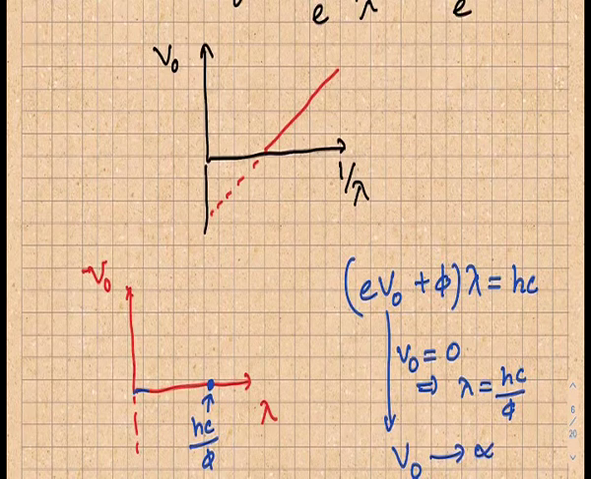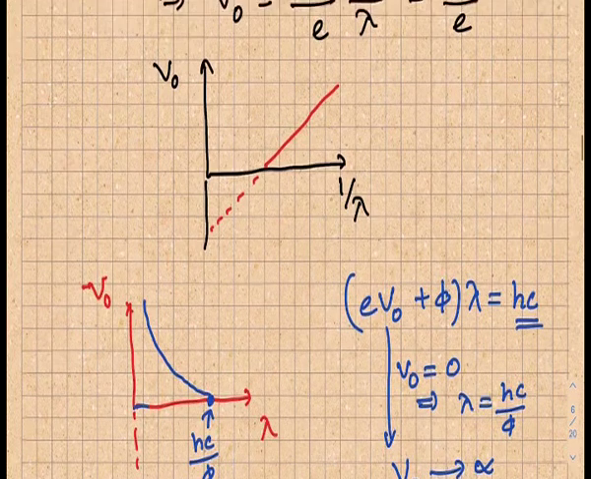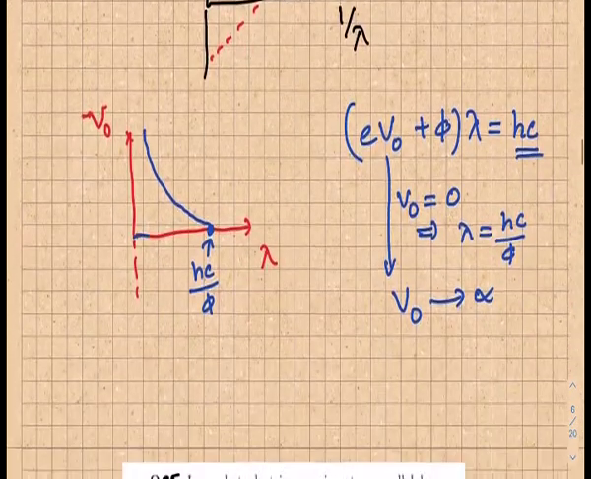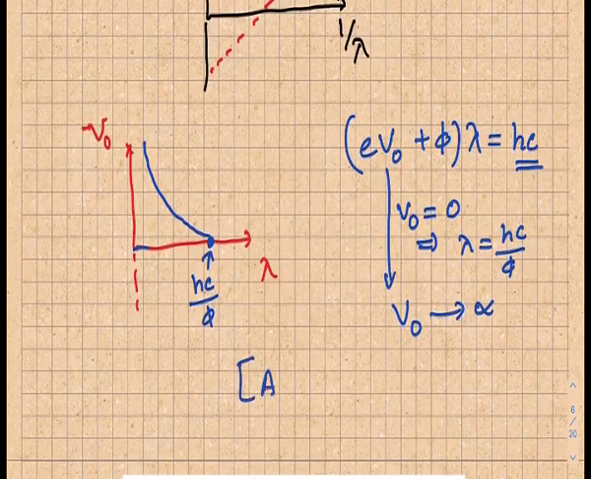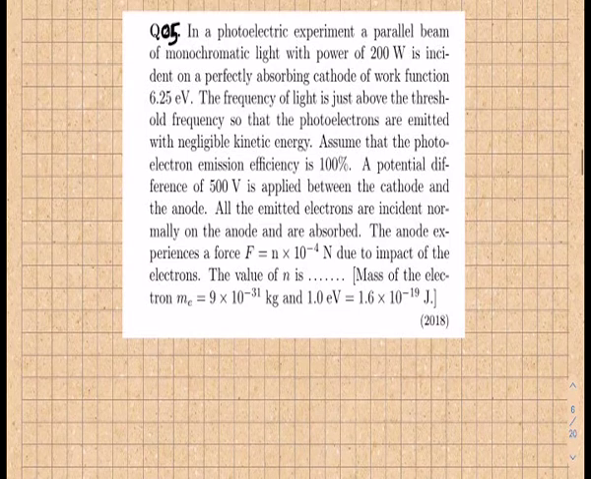So therefore you are going to get a plot of this type, approximately, because lambda times V0 is anyway going to be constant. So you will get a plot like this. If you look at the options here, which one is correct? Obviously option A is similar to the plot. So here the correct options are A and C. Now let us do problem number 5.